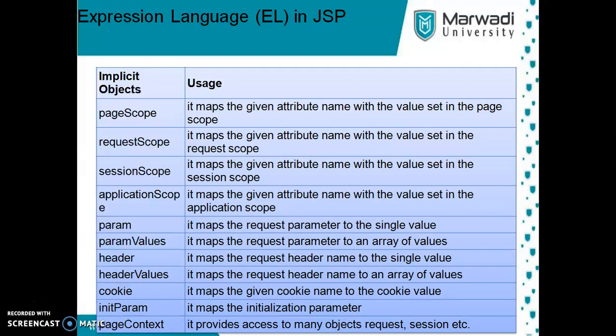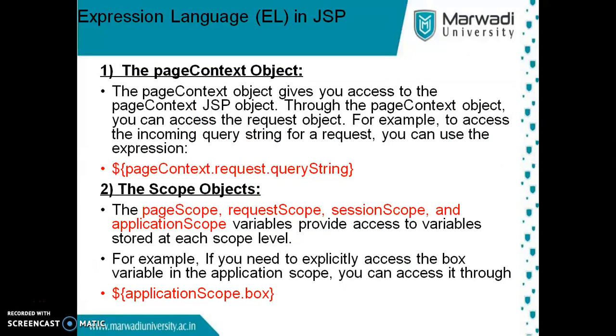Implicit objects of expression language. If you want to pass the initializing parameters, you can use initParam. And if you want to access any object at any level of the scope, you can use pageContext. So these are the expression language implicit objects. Let's see in detail. Page context object.